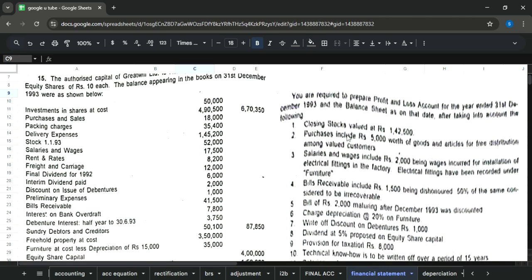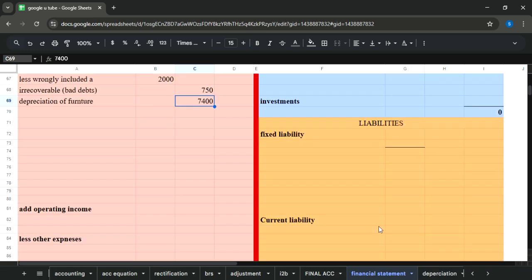After depreciation, this was sixth number. We have completed now 7. Write off discount on debentures. Please note it down, preliminary expenses or discount on debenture. By concept both are same.